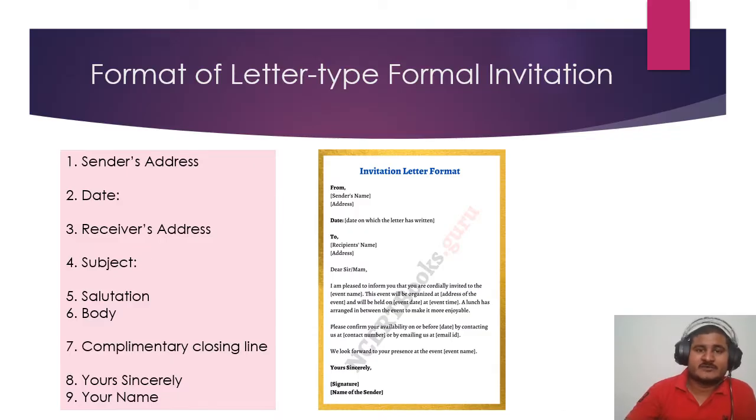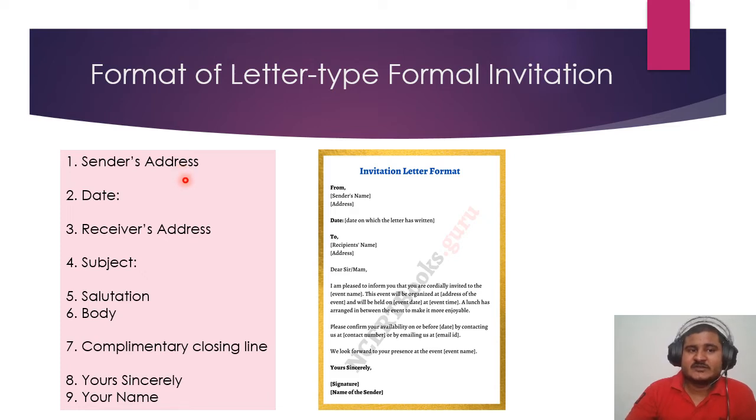Okay, so in the previous slide, I gave you complete detail about how you can write a card type formal invitation. Okay, now let's discuss how you can write a letter type formal invitation. Okay, so here I gave you the format of a letter type formal invitation, and here I gave you one sample. Okay, this sample I have taken from Google, just so that you can understand better. Okay, so here you can see that in the format, first you have to write the sender's address.